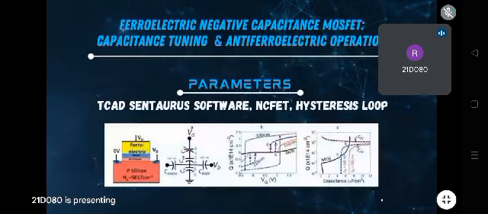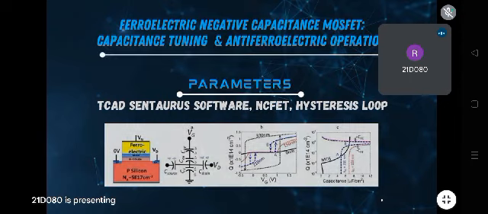Now we can see the next paper, the same like all this, but it's still interesting. Ferroelectric negative capacitance MOSFET, capacitance tuning, and antiferroelectric operation. Parameters are TSAT, synthesis software, NCFET, hysteresis loop. Here you can see the graph how it goes and the structure of this device.